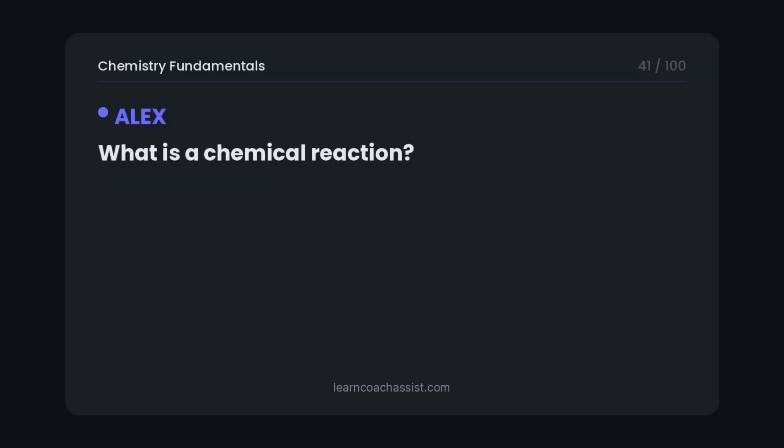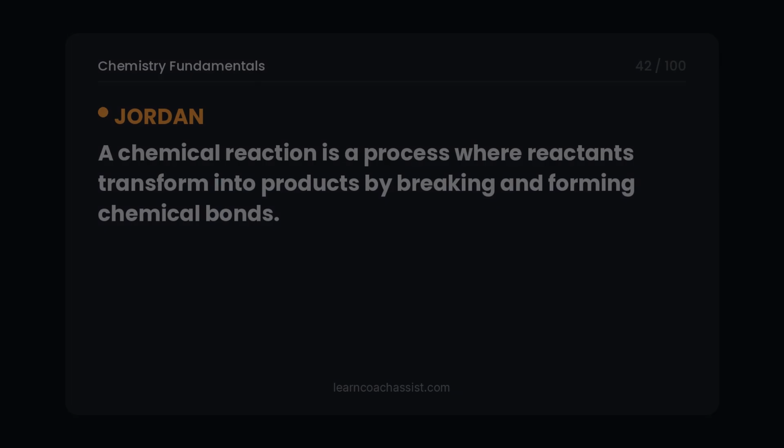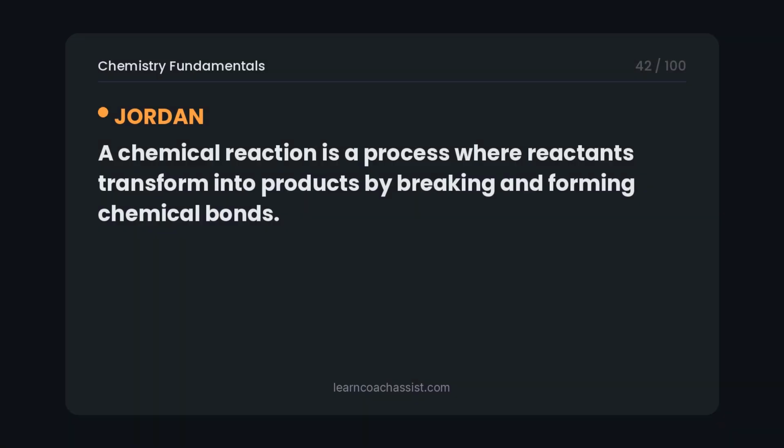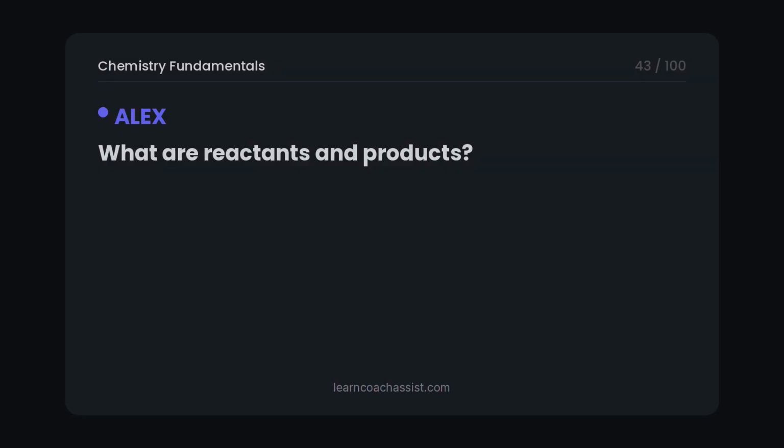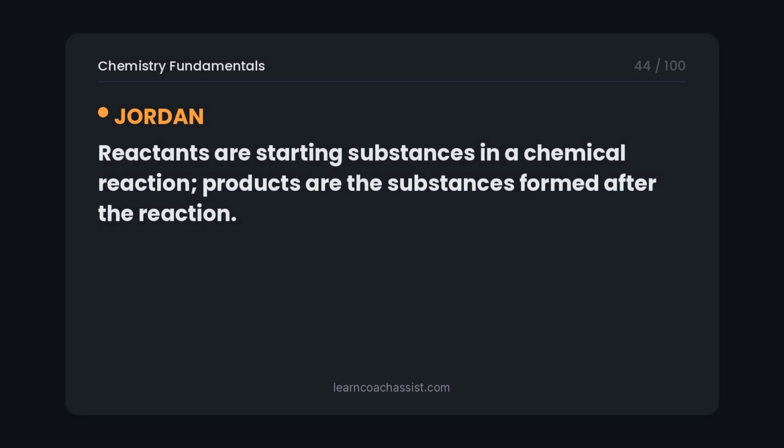What is a chemical reaction? A chemical reaction is a process where reactants transform into products by breaking and forming chemical bonds. What are reactants and products? Reactants are starting substances in a chemical reaction. Products are the substances formed after the reaction.